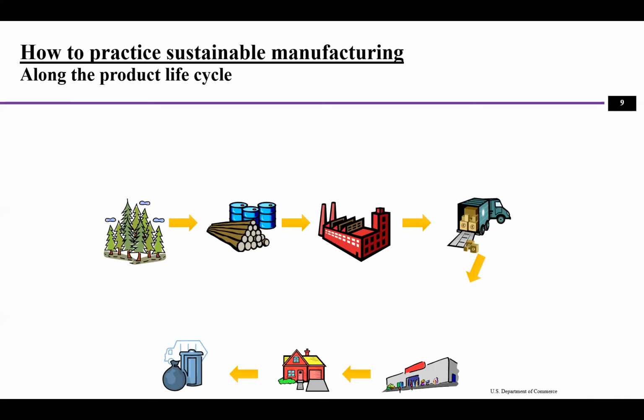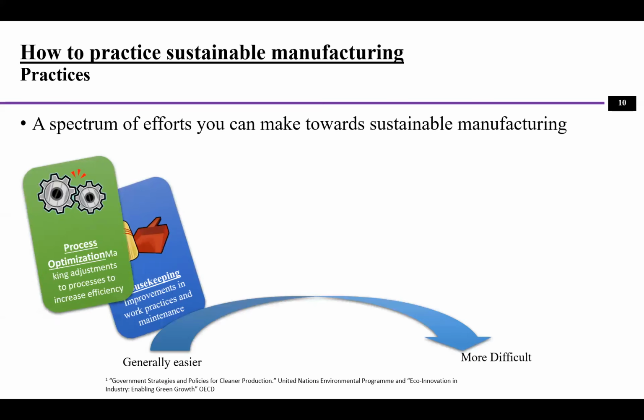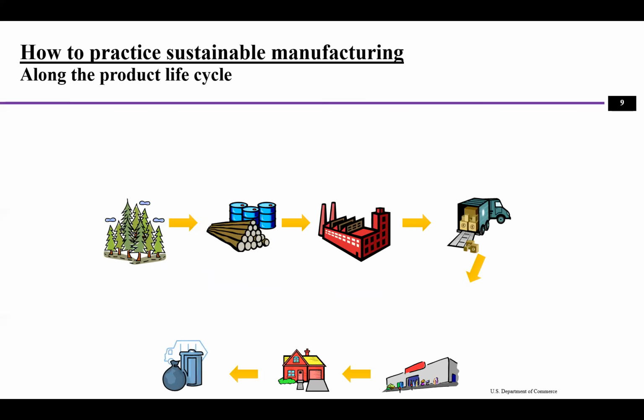Then, along the product life cycle, how do we practice sustainable manufacturing in a factory? First, we can look at this life cycle from its raw materials. We can think about, okay, what raw materials we can use. Do we need metal versus plastic versus some ceramics or some other materials? Which one is more environmentally friendly, right?